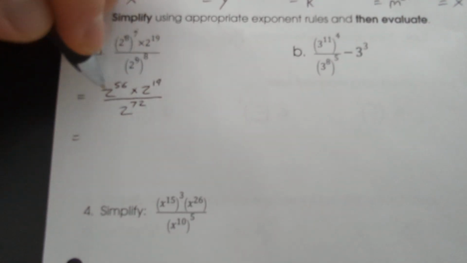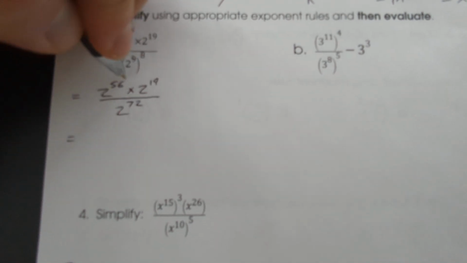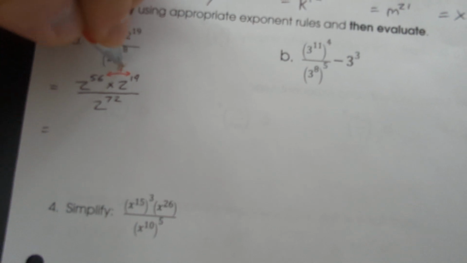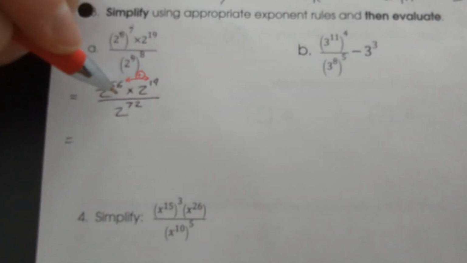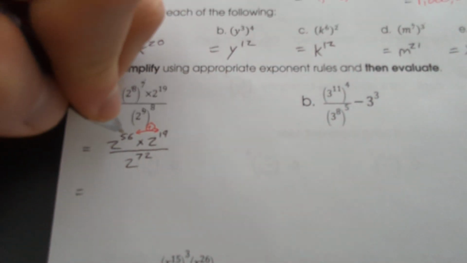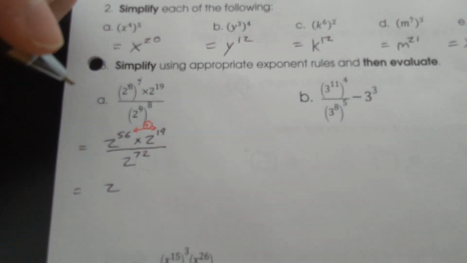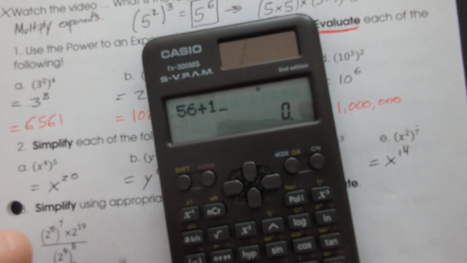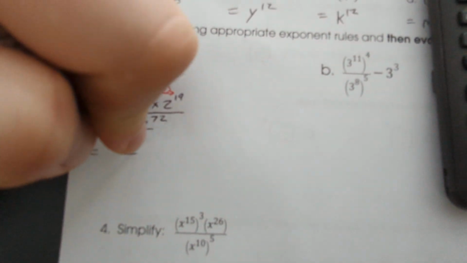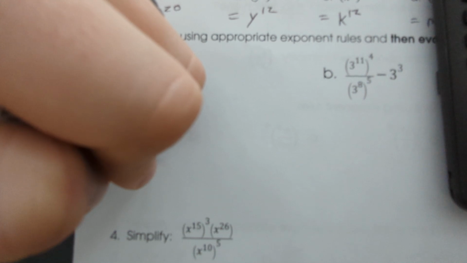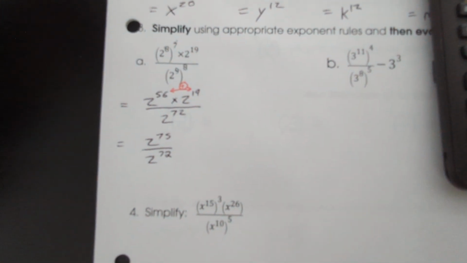Now we need to combine these things, okay? Remember, when we're multiplying powers, we add exponents. So we're adding these two exponents here, okay? Because we're multiplying the two powers. So we have 56 plus 19, 56 plus 19 is 75. And this is being divided by 2 to the exponent of 72.